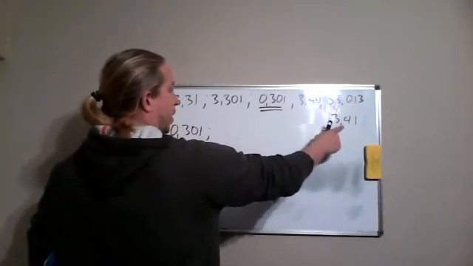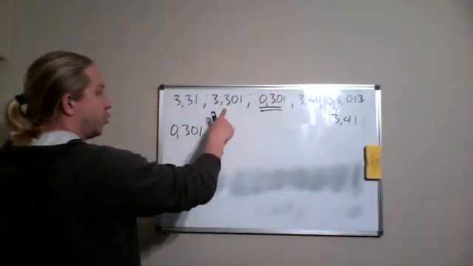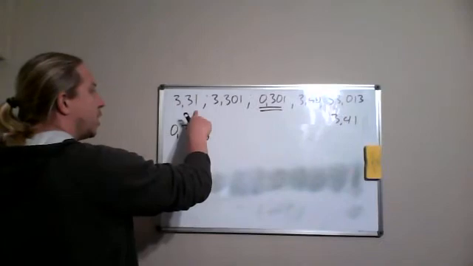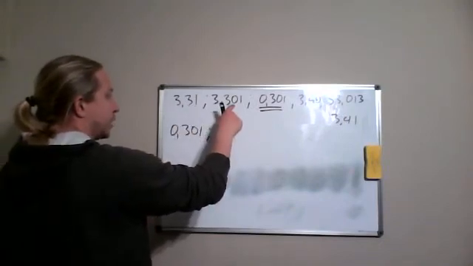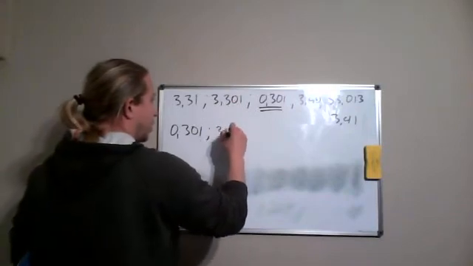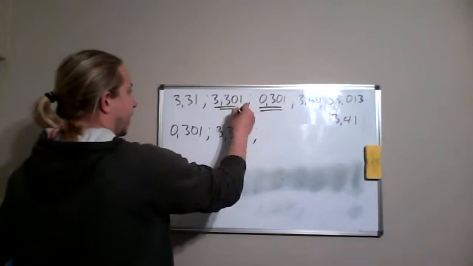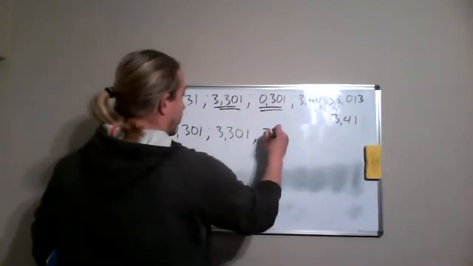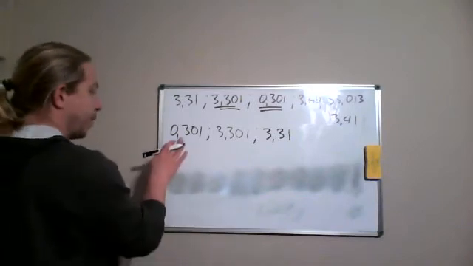Then we have between these two to determine which one is smaller. Which one of these is the smallest? Well, 3 is the same. 1, this is a 0. This one is smaller. So it's 3.301. Then we've done that. Then it's this one, 3.31. Okay, so remember we are ascending.